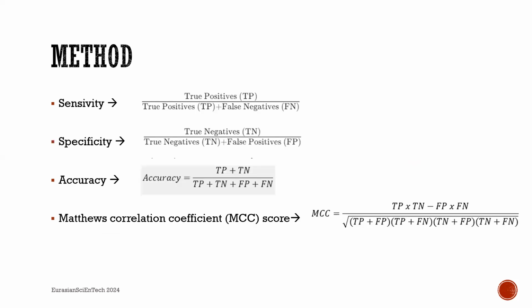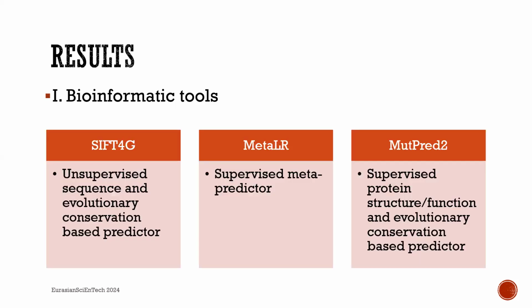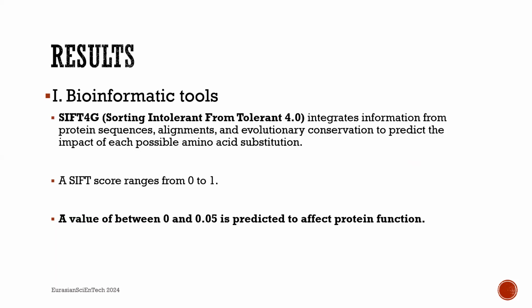So we used different calculations here. We calculated the sensitivity, specificity, accuracy, and also Matthews correlation coefficient scores, as you can see from the equations in the slide. As a result, first of all, I want to introduce you to these bioinformatic tools. The first one is SIFT4G, the other is MetaLR, and then MutPred2.